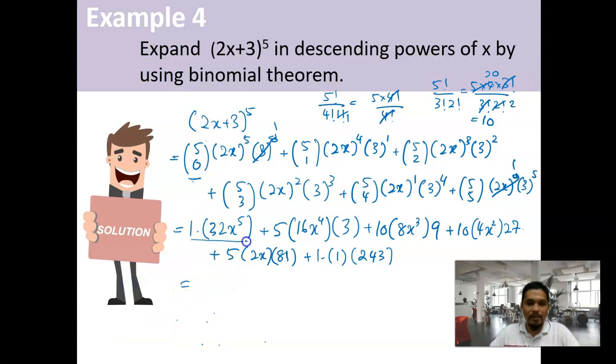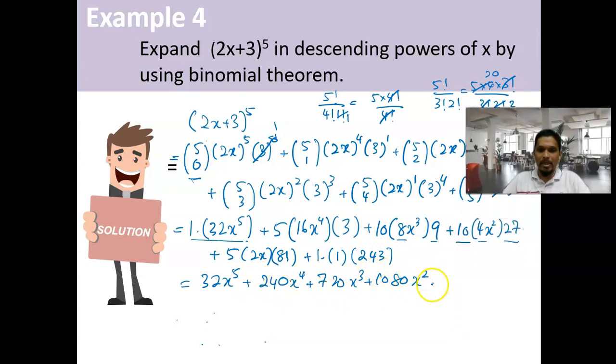Then finally, the first term here is 32x to the power of 5 plus, okay, now 5 multiplied with 16 multiplied with 3, 240. 240x to the power of 4 plus 8 multiplied with 9, 72 times 10, 720x cubed plus, okay, now 10 multiplied with 4 multiplied with 27. 10 times 4 times 27, 1080x squared.